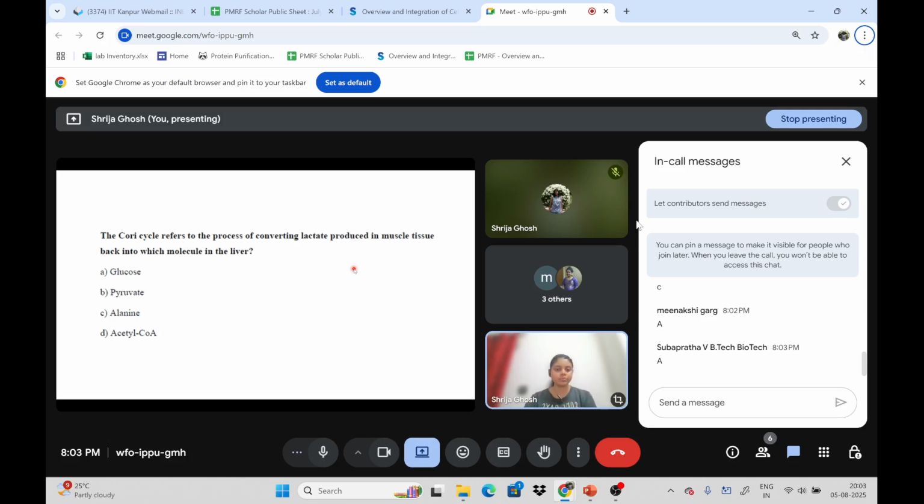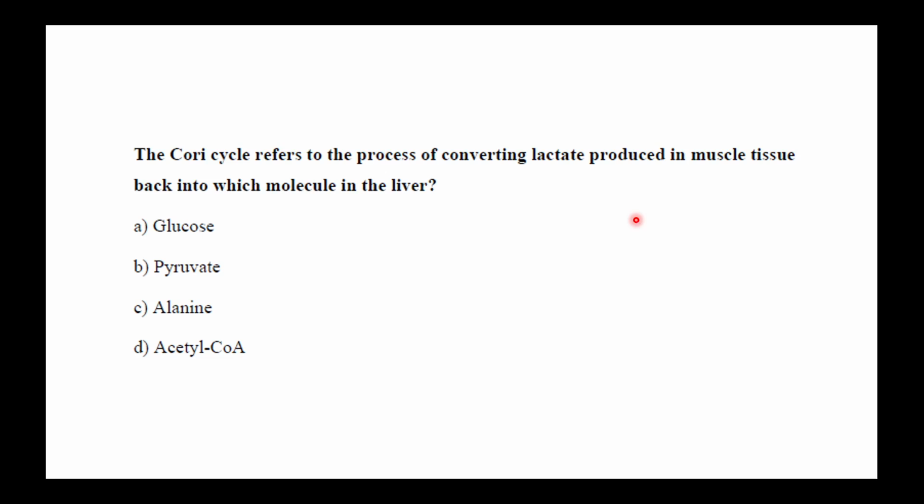Okay, both of you have written option A glucose. So all of you are agreeing to option A glucose. That is the correct answer. So Cori cycle basically is the conversion of lactate into glucose, lactate back to glucose.